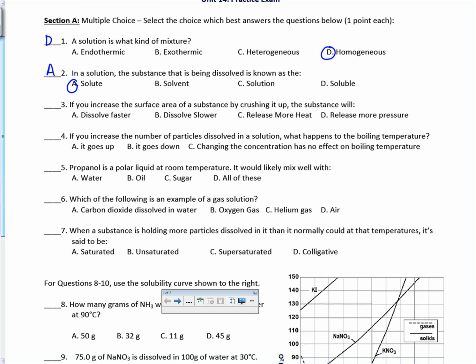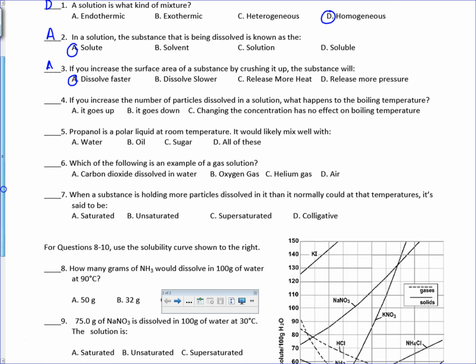If you increase the surface area of a substance by crushing it up, the substance will dissolve faster. This is just one of the 3 ways that you can make something dissolve faster: crushing it up, mixing it with like a spoon or something like that, or heating it up. So those are the 3 ways that you make something dissolve faster.